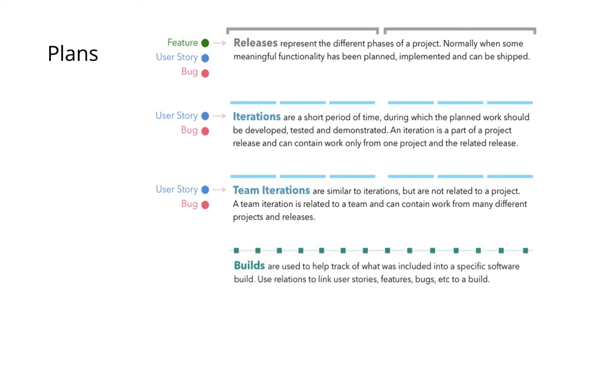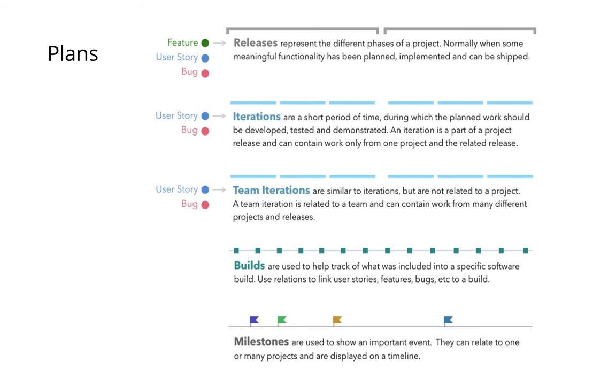A build is used to organize software development work into builds. A build is not a container of work. Therefore, you should use relations mechanisms in Targetprocess to specify which user stories and bug fixes belong to this or another build. Milestones in Targetprocess are used to represent important events, such as an important demo to a customer. It can relate to one or several projects and can be displayed on a timeline view.